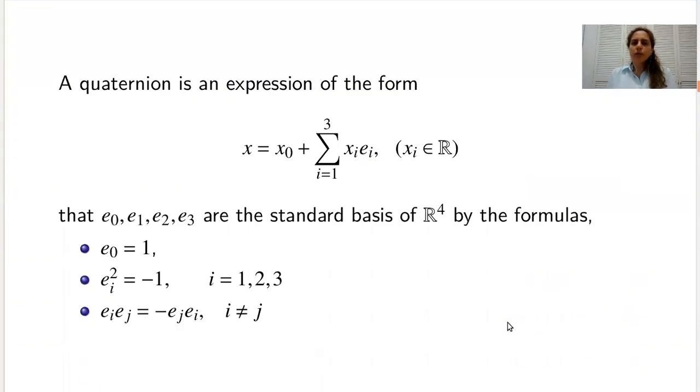A quaternion is an expression in this form: x is equal to x0 plus x1 e1 plus x2 e2 plus x3 e3, where the xi are real numbers and e0, e1, e2, e3 are the standard basis of this form. By this formula, e0 is equal to 1, ei square is equal to minus 1 for every i from 1, 2, and 3, and ej ei is equal to minus ei ej when i is not equal to j.